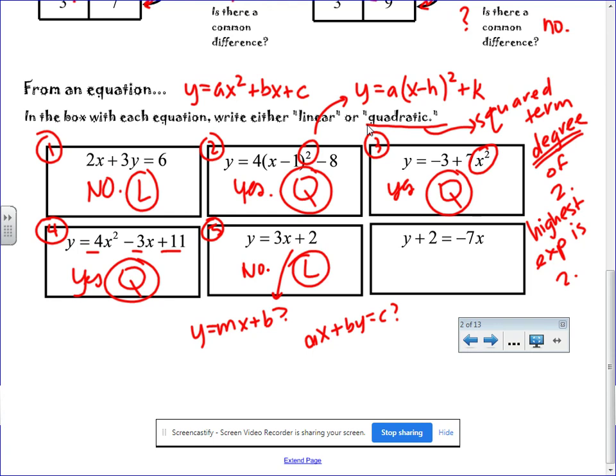And then in this one right here, number 6, y plus 2 equals negative 7x. If I just move that 2 over, then this is y equals negative 7x minus 2. So no, that is also a linear function because it's also an mx plus b. All right, so that's recognizing quadratics.